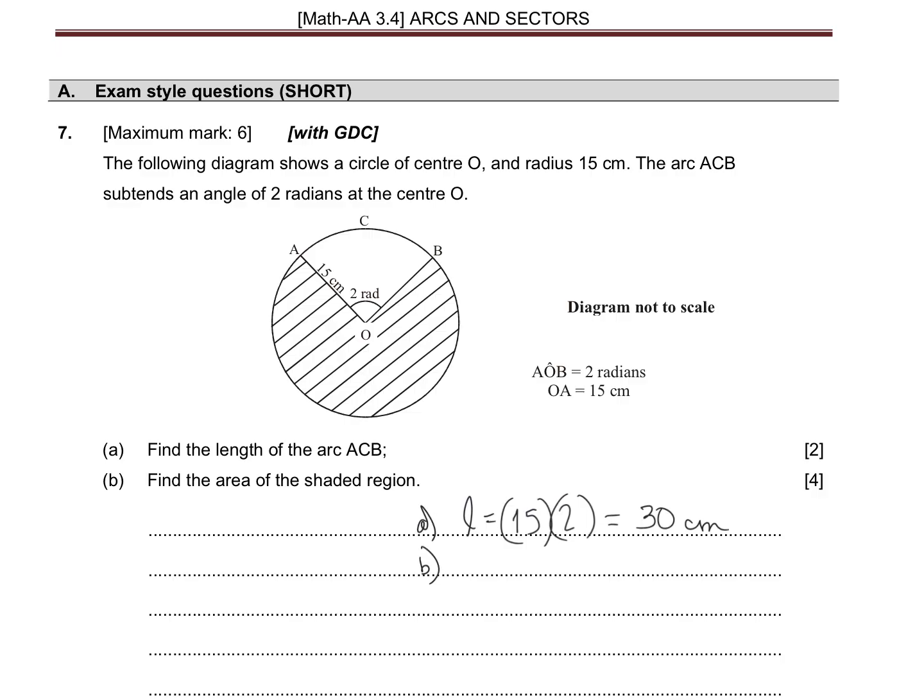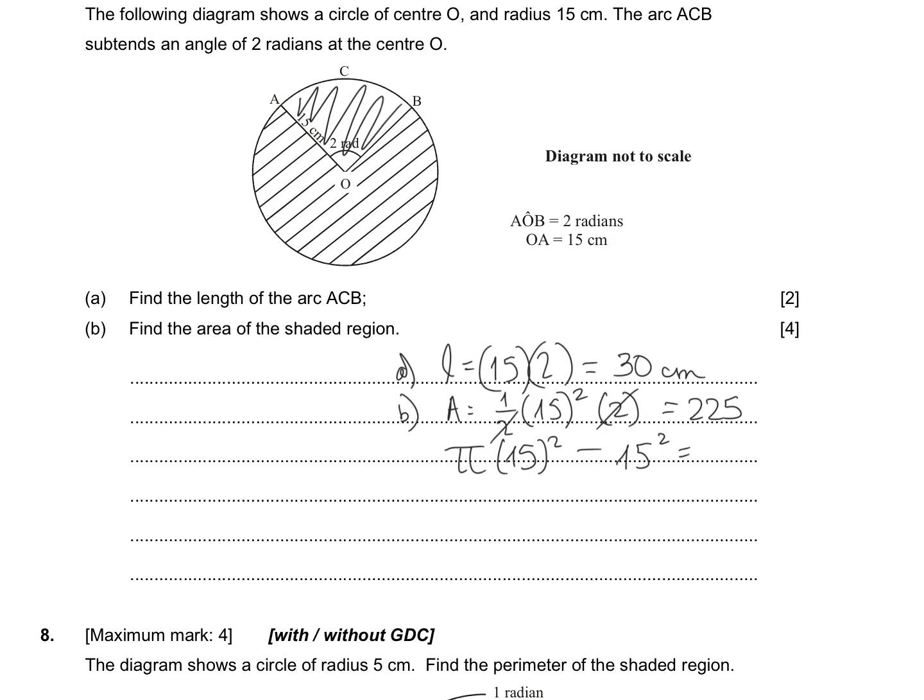And B, we have the area of the shaded region, that's 1/2 r squared theta. So it's going to be 225, except that that's the area of this. So we have to do, I just saw 4 marks, the area of a circle, pi r squared, minus the area of that sector, which is 15 squared. And we could take 15 squared out, and it's pi minus 1. So 225 times pi minus 1.